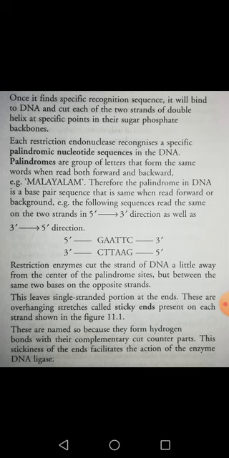How it works, I will show you later in the figure. So while the restriction enzymes cut the DNA segment, they cut a little away from the center, and it leaves two similar sticky ends. Now what are sticky ends? This leaves a single strand portion at the ends. These are overhanging stretches called sticky ends on each strand. They are named sticky ends because they form hydrogen bonds with their complementary cut counterpart.